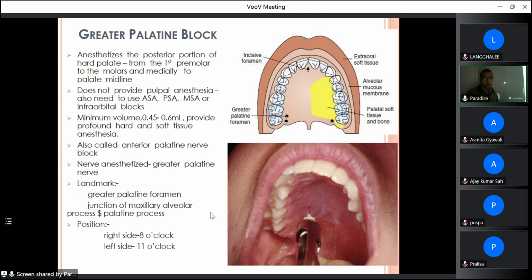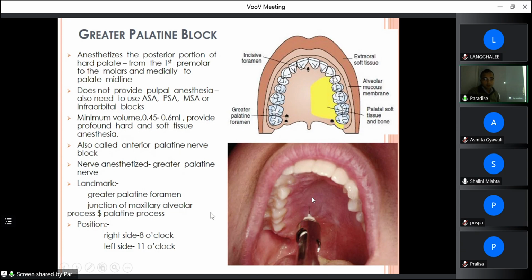Next is the greater palatine block. The greater palatine nerve supplies the palatal gingiva of all the posterior teeth, premolars and molars. You have to approach on the palatal gingiva about 1 centimeter medial to the marginal gingiva at the junction of second and third molar. At the junction of the horizontal part of the hard palate and the vertical part of the hard palate, you have to hit that area. And when you are giving the greater palatine nerve block, the needle should be perpendicular to the palatal tissue.